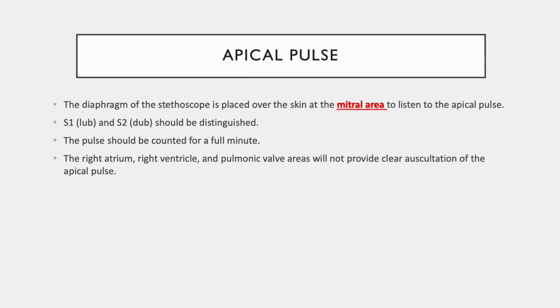All right. Please understand that the diaphragm of your stethoscope is placed over the skin at the mitral area. You're also going to be listening to the apical pulse. Please know that they are mutually exclusive in position. Please know that S1 and S2 should be distinguished. Please know you need to listen to it for a minute. And if you listen anywhere else, it's not going to give you clear auscultation of the apical pulse, because it's over the mitral area, period. All right, also known as the PMI.